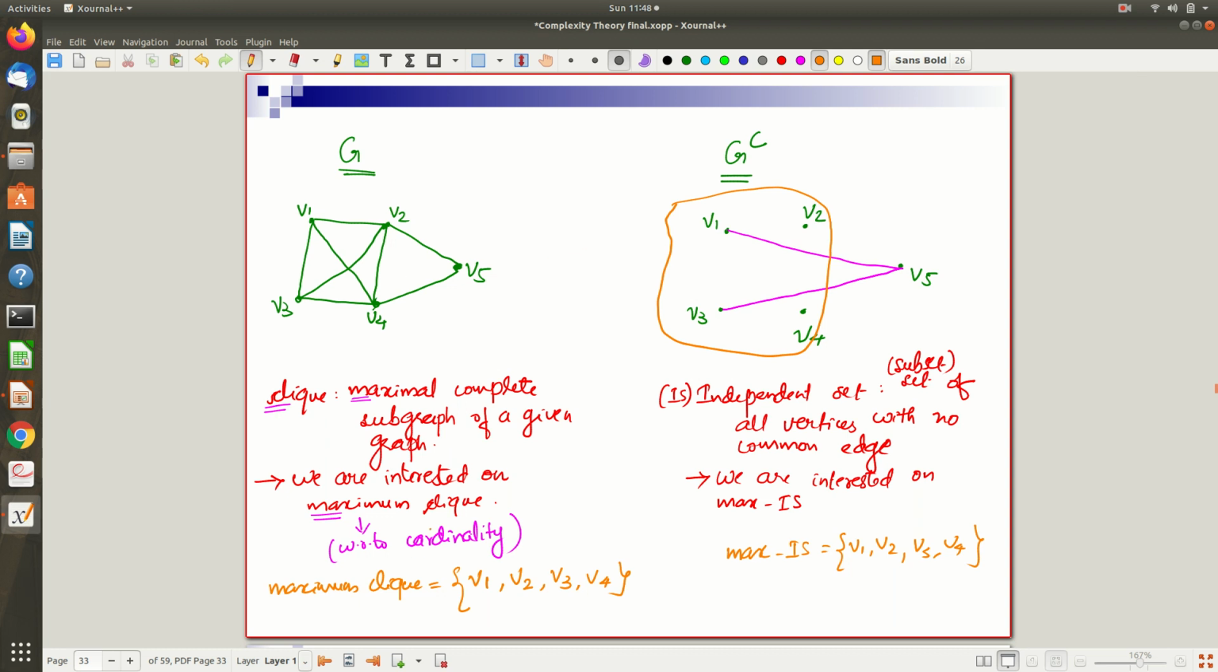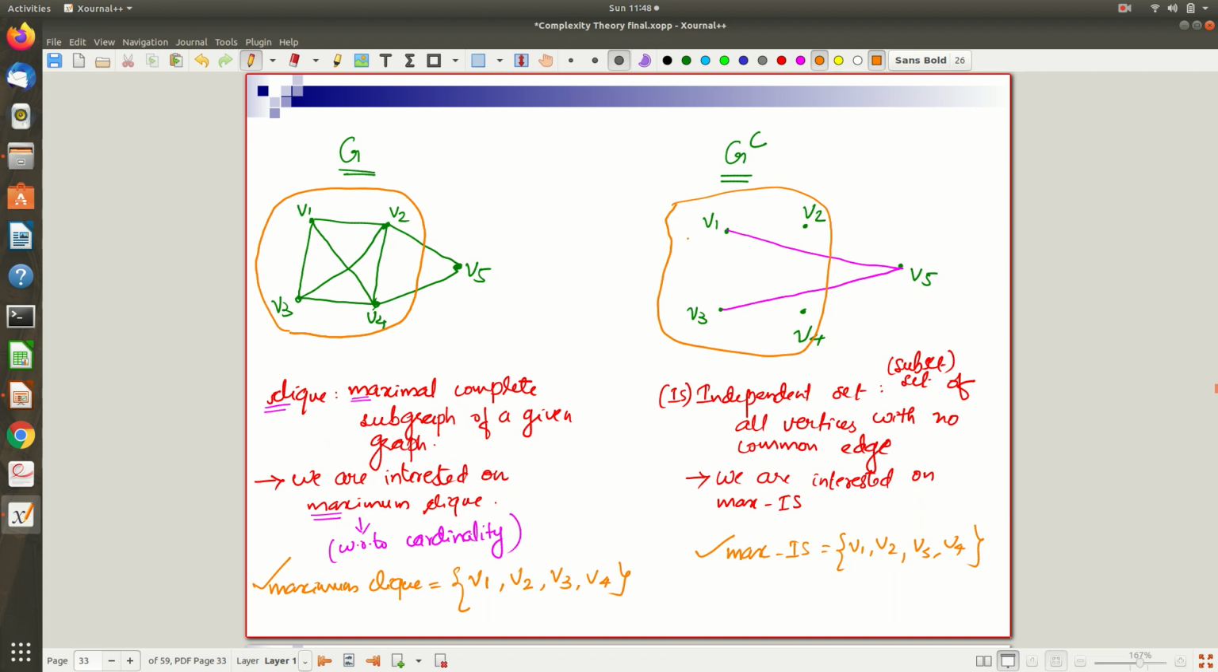You can see that for the given graph, if you are looking at the maximum clique, this is v1, v2, v3, v4, and the same subset of vertices is acting as a maximum independent set in the complement graph. Now the question is, is it true for any graph? Okay, so you can see the same thing is acting as a maximum clique here, and in the complement graph it will be an independent set. So the proof is also very straightforward, right?